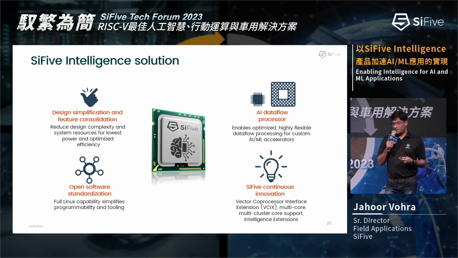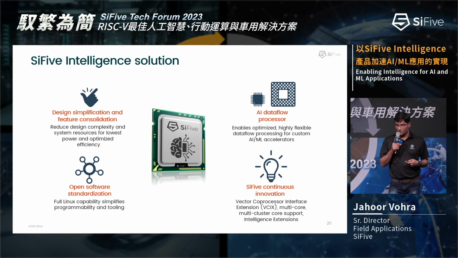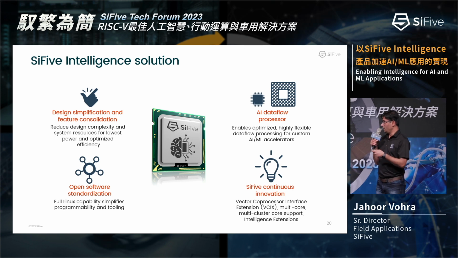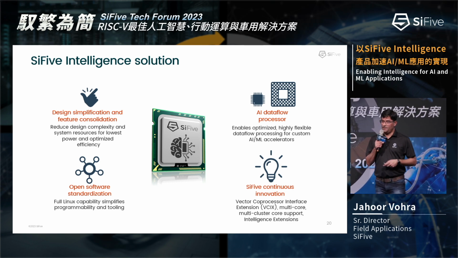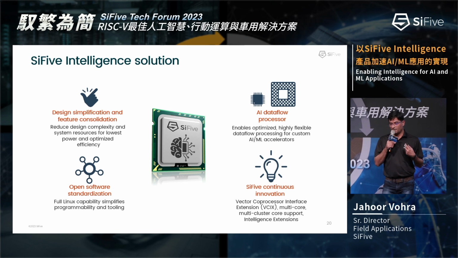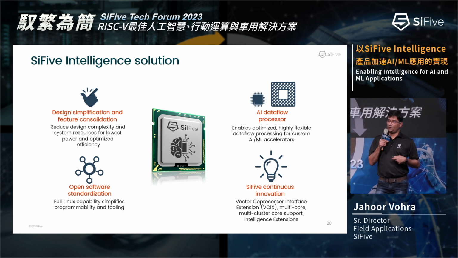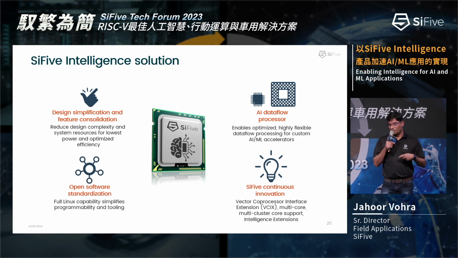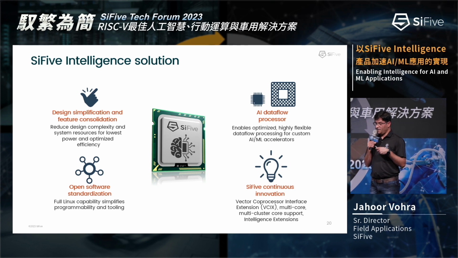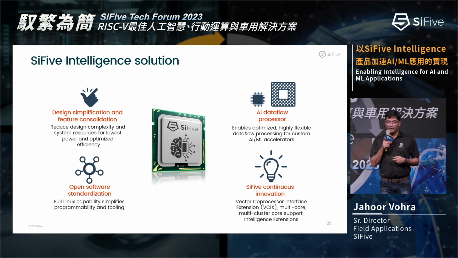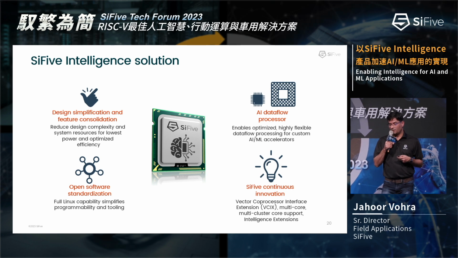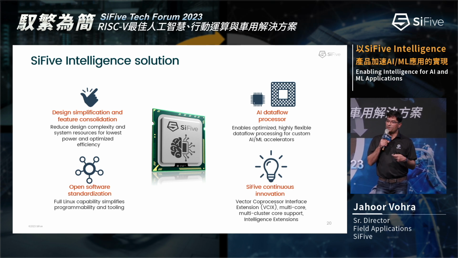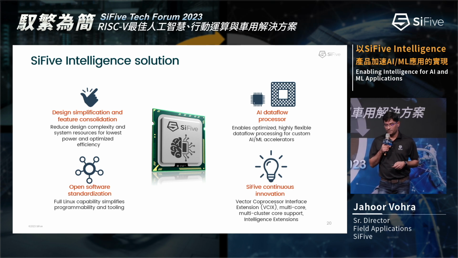We engage with customers and we continue to innovate on this architecture. As you've seen, we've implemented the VCIX interface. We have delivered a multi-core, multi-cluster design. So we continue to innovate on the vector architecture. As we engage with our customers, we take their feedback and improve the processors. One example is the custom AI instructions that we've added. We continue to look at market requirements and bring those innovations into our vector architecture.